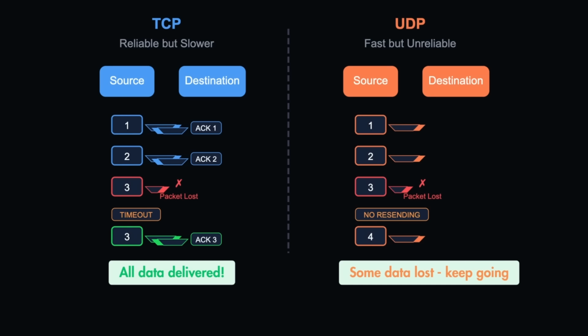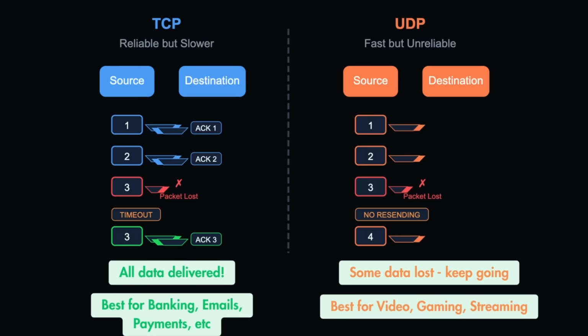And when choosing between those two, these are the main things that you need to look for. If you need the connection to be safe and reliable, then you need to go with TCP. Or if you need it to be fast, lightweight, but some data loss might be acceptable, then you will need to go with UDP. For example, it is best to use TCP in banking, emails, payments, and so on. And on the other hand, UDP is mostly used in video streaming, gaming, and so on.